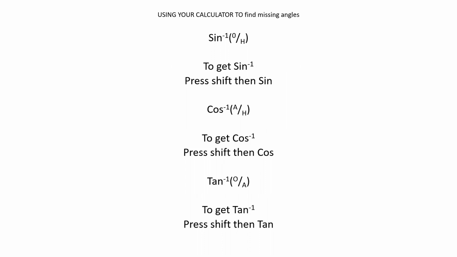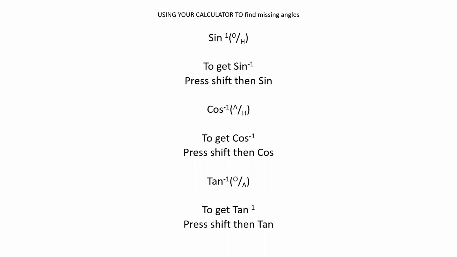And there's three equations we must know, and these are sine to the minus 1, O over H, cos to the minus 1, A over H, and tan to the minus 1, O over A. And providing we know two lengths in our triangle, we can always use one of these. And we've just got to determine which equation to use, then substitute the lengths in correctly, and then we'll always get the right answer.